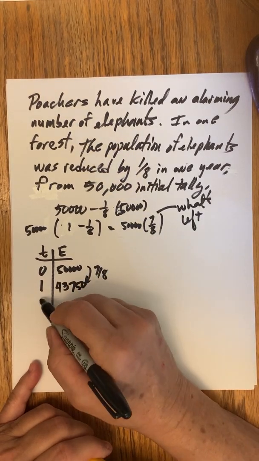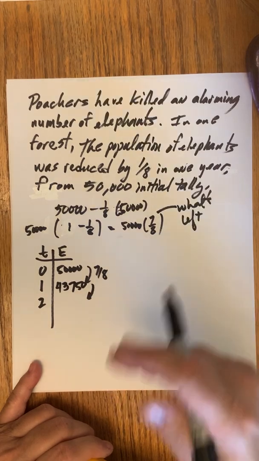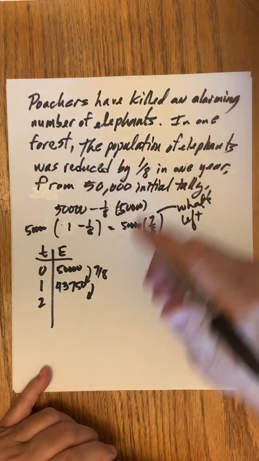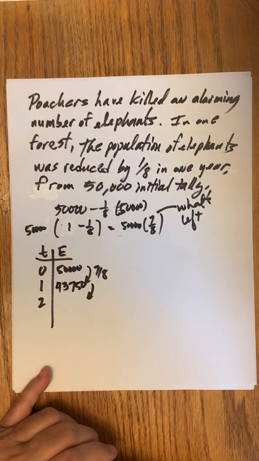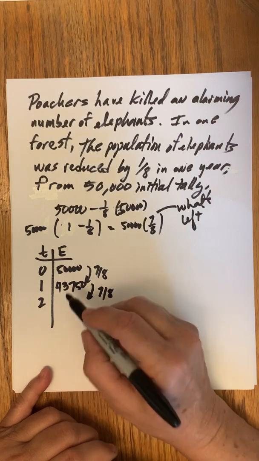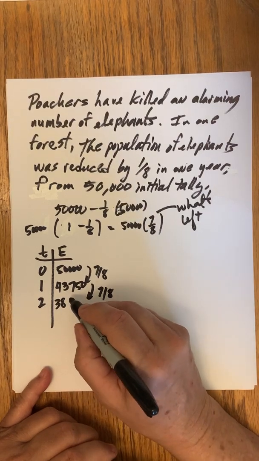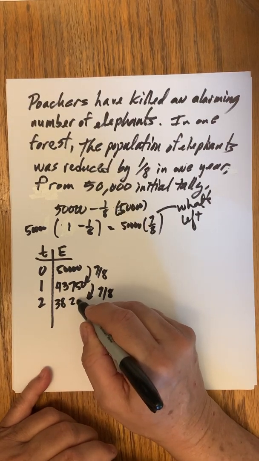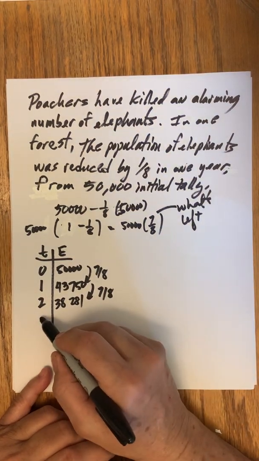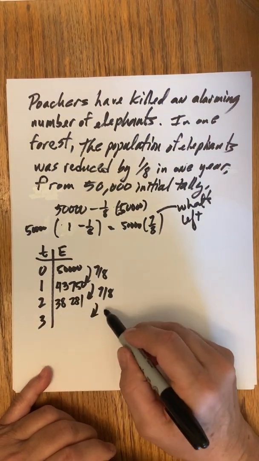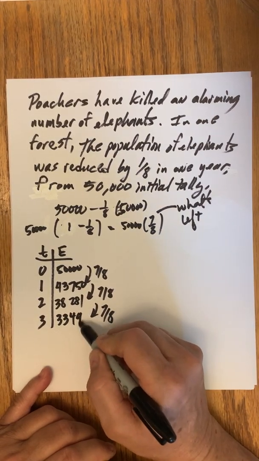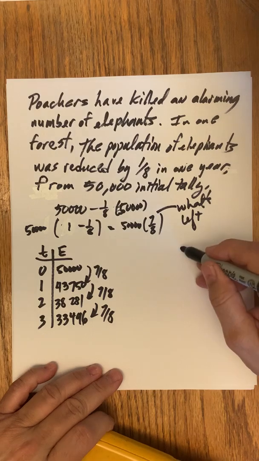43,750. In the second year, assuming the reduction is the same factor of decay, then again you multiply by 7/8, and you'll have 38,281. Let's just round, it's 0.25, but I'm not going to put that in there. And let's say you go to year 3, you multiply by 7/8 again, you're at 33,496 if you round it.